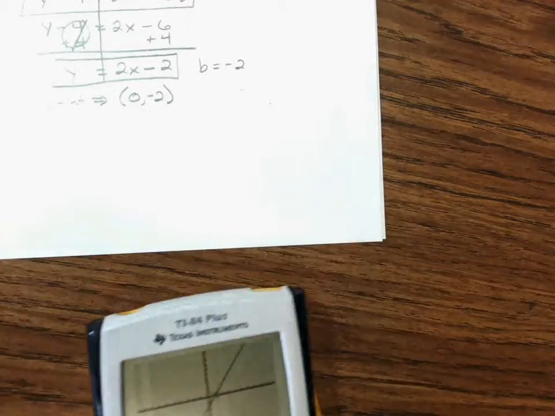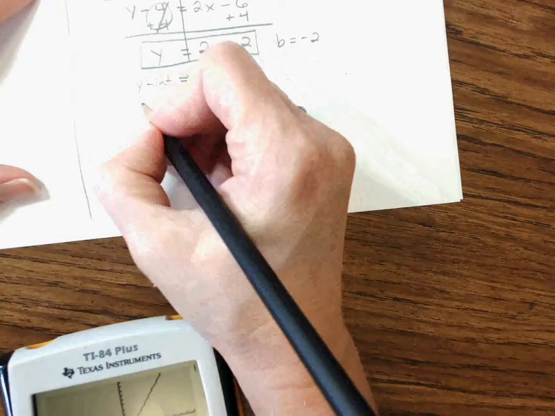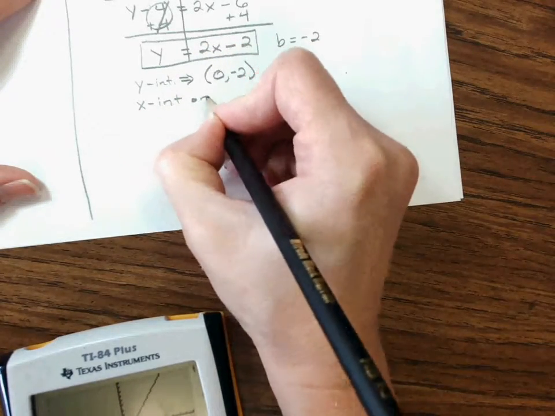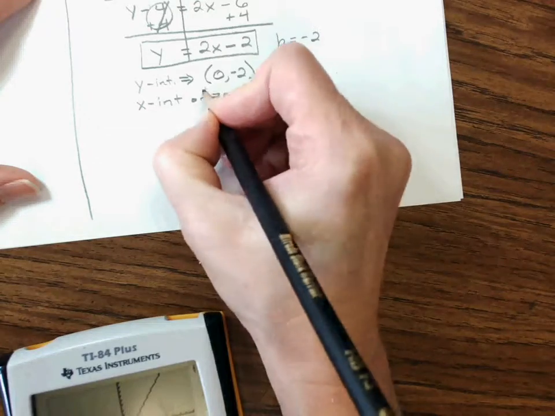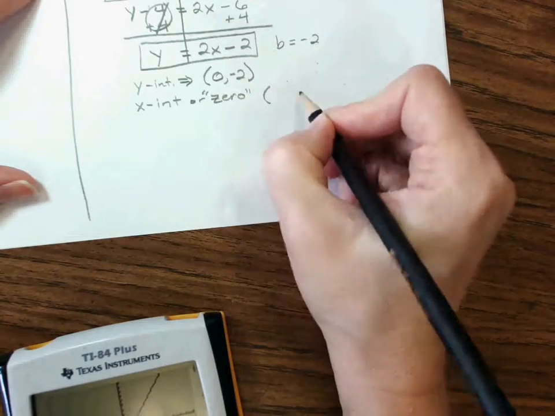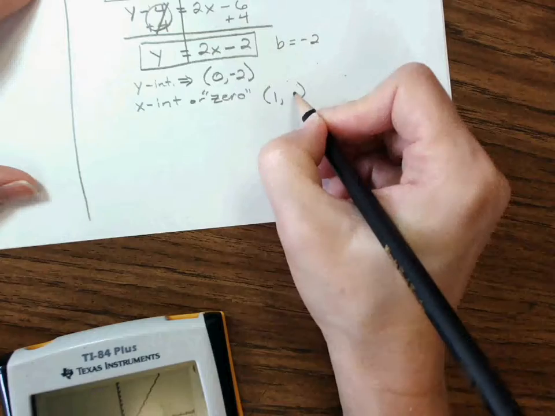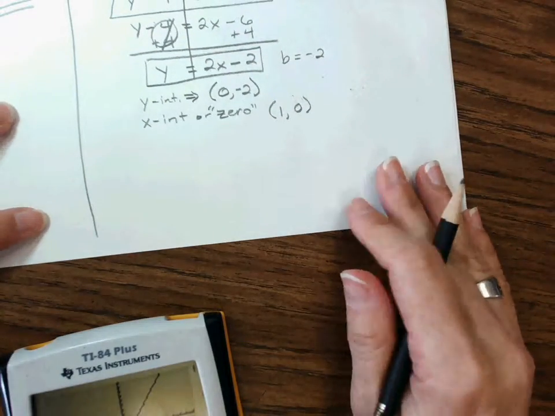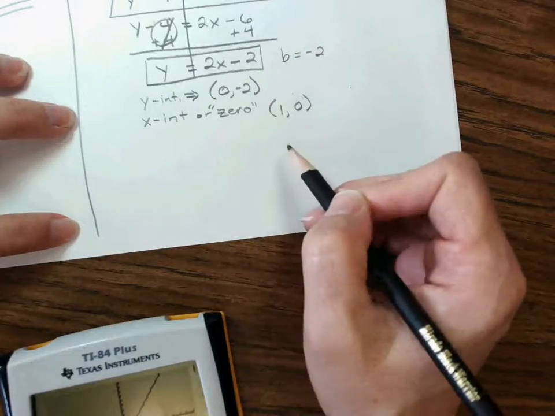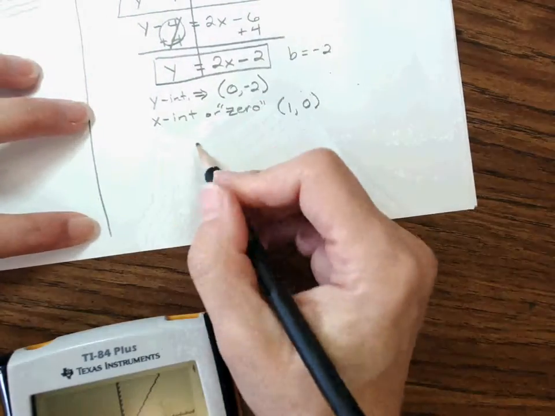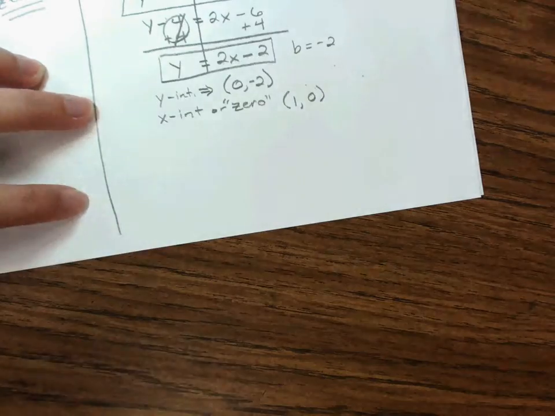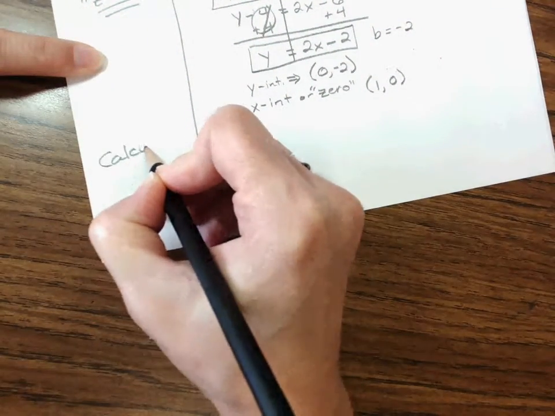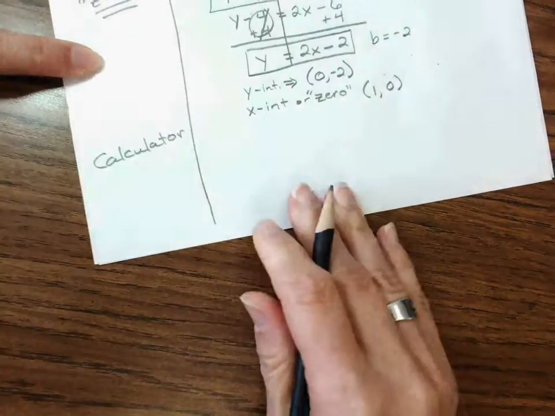So let's go back and write that down. My x-intercept, or my 0 as we call it, is going to be the point 1, 0. Okay? So now we've found all of those things. Let's write down a couple of calculator steps just to make sure that we know what we're doing. I'm going to write over here in the left-hand column the word calculator, just so I know that's where my steps are when I'm looking back.